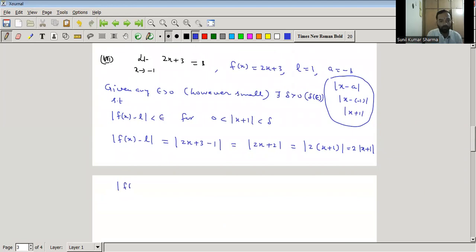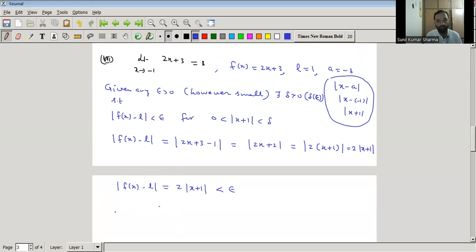Right? Now we use the definition. Now mod of f(x) minus L is less than epsilon. This is equal to 2 times mod x plus 1, and this is less than epsilon, because mod f(x) minus L is less than epsilon. So we estimate mod f(x) minus L, that is equal to 2 into mod x plus 1, and this is less than epsilon. What is the meaning of this?